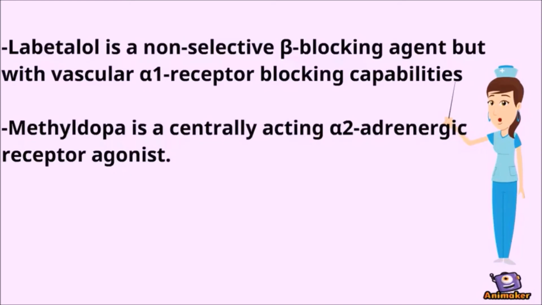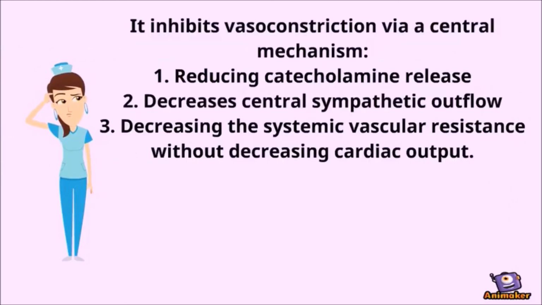So, what is labetalol? Labetalol is a non-selective beta-blocking agent, but with vascular alpha-1 receptor blocking capabilities. On the other hand, methyldopa is a centrally acting alpha-2 adrenergic receptor agonist. Labetalol inhibits vasoconstriction via a central mechanism. First, by reducing catecholamine release. Second, decreasing central sympathetic outflow. And third, decreasing the systemic vascular resistance without decreasing cardiac output.